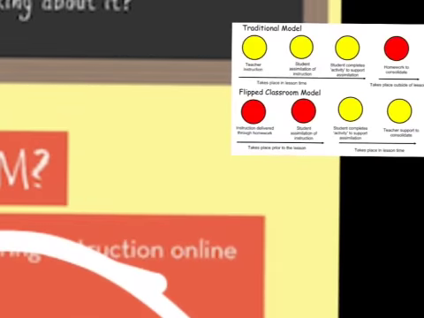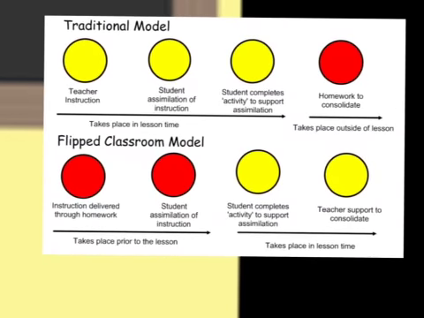Now, if we move bits around on the screen and look at this diagram, you'll notice that the traditional model has all this part that takes part in the lesson. So I stand up, I give you lots of lectures, I talk to you. You try to get your head around what that means and possibly carry out an activity to support understanding that. Then you've got this tiny little bit here where I give you a bit of homework to consolidate.